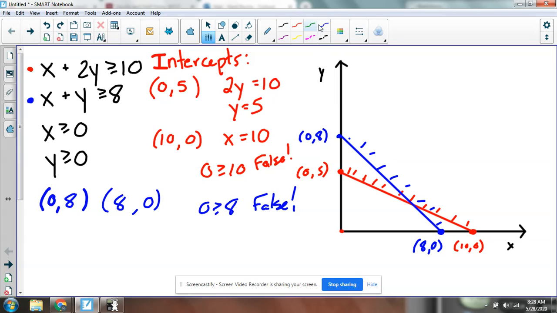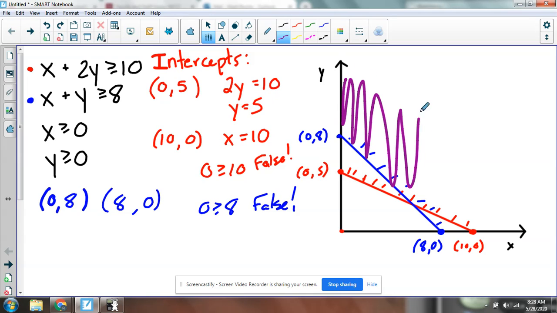So now it's just a matter of finding the overlap of both of those lines. Notice it's everything above the red and above the blue. So it's going to be my region right here.